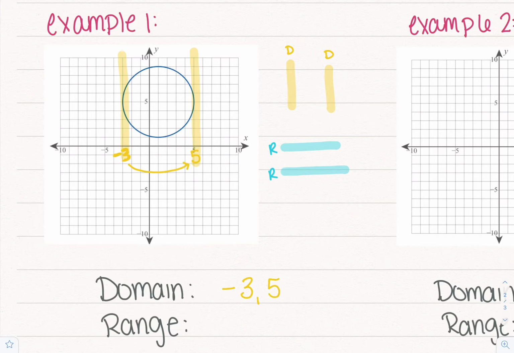Now pretty much always for us it's going to have brackets, and if you remember back from inequalities, brackets meant that it was included in the graph. And as you can see, at -3 and at 5, there is a part of the graph there. It is a filled in continuous graph.